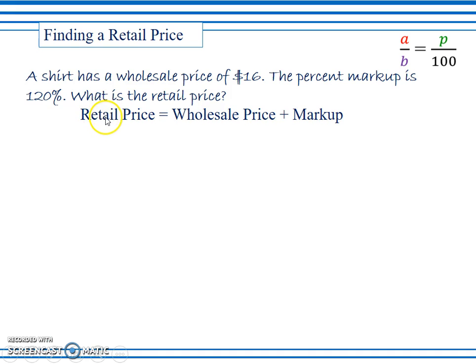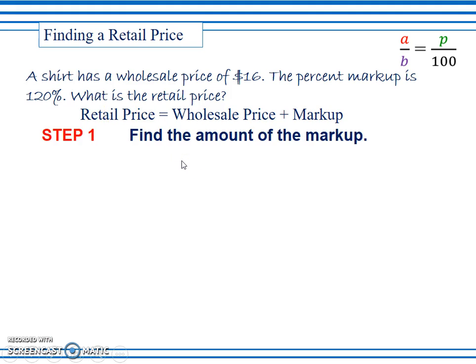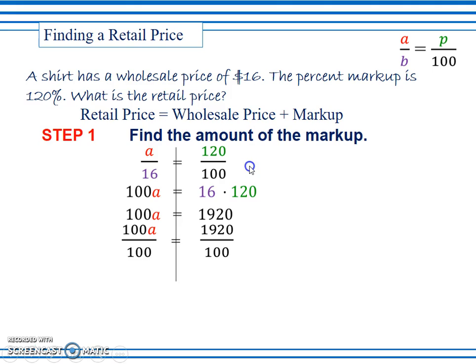I know retail price equals the wholesale price plus the markup. I know the wholesale price, but I need to find the markup first, and then I can find the retail price. So my first step is to find the amount of the markup. I know that it's 120% for the markup, and that the wholesale price is $16. So if I solve for A here, I find out that A is $19.20. Remember, we're talking money, so that 19 2/10 is really $19.20.